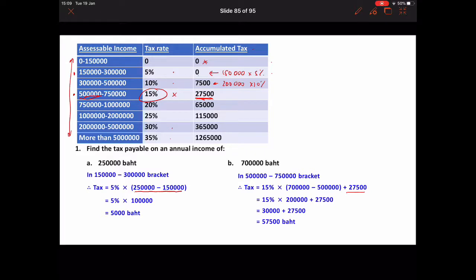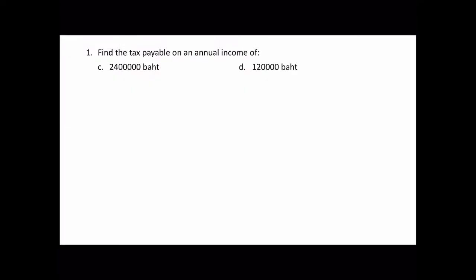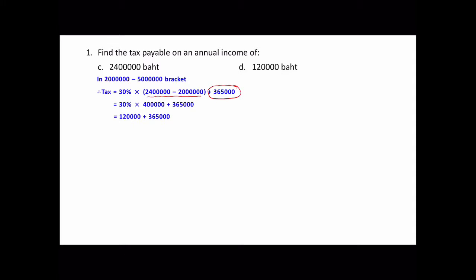57,500 in total. Okay. If we look at a little bit further, now 2.4 million, 2,400,000 baht. So this time you'll be in the 2 million to 5 million bracket. Okay, so if you looked back at the table, you would see that in that bracket there, you pay 30% for everything you earn over 2 million. So that's what this bit is here. And the accumulated amount in that table was 365,000. So work out what that is. 30% times 400,000 plus another 365,000. So 120,000 plus 365,000 is 485,000.